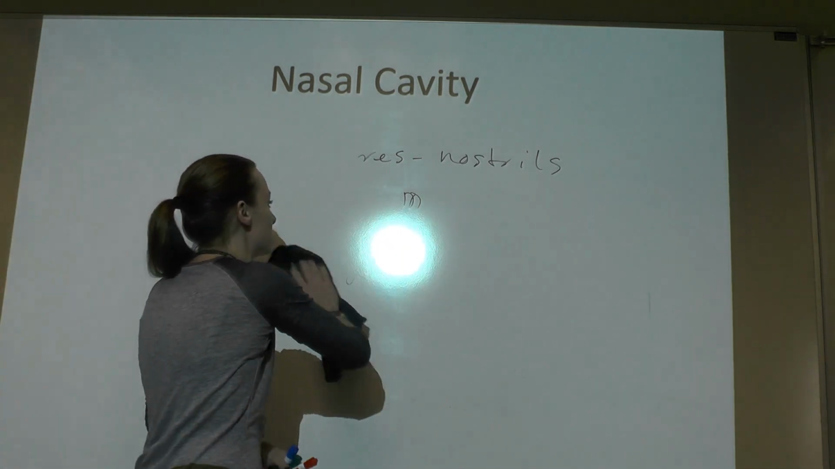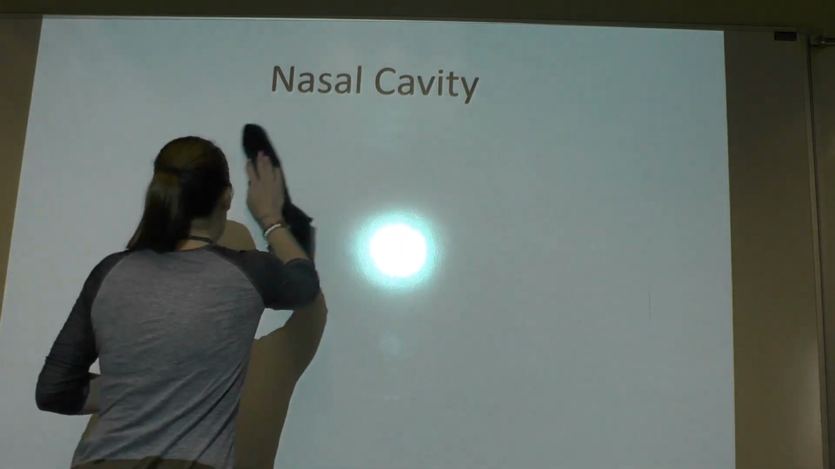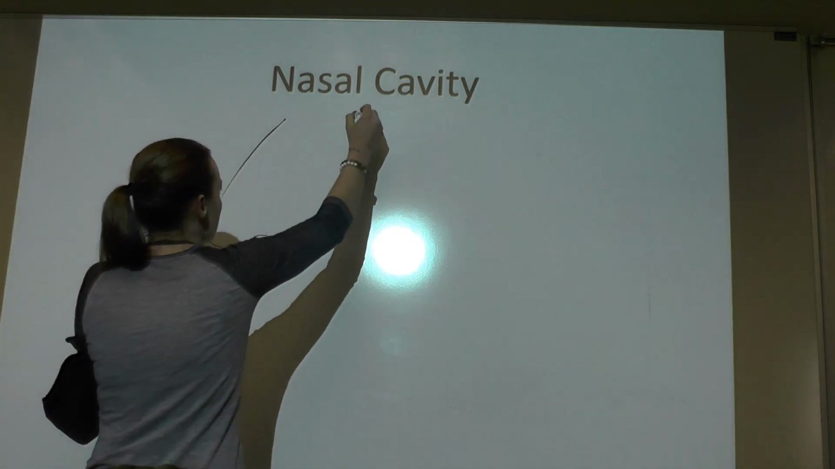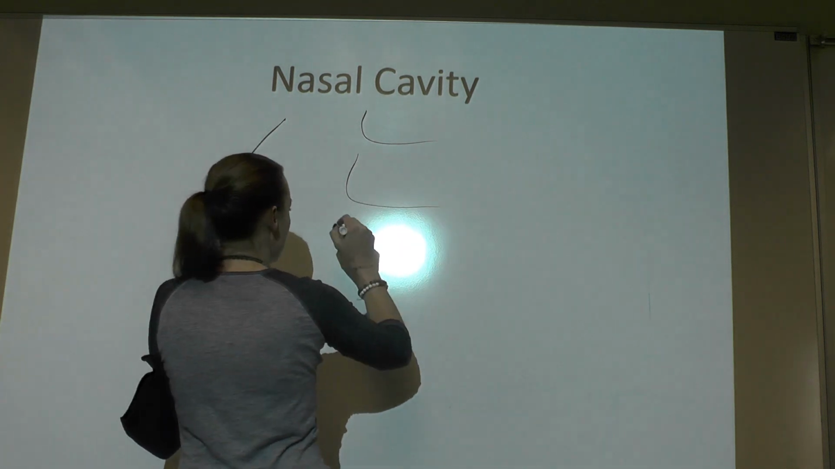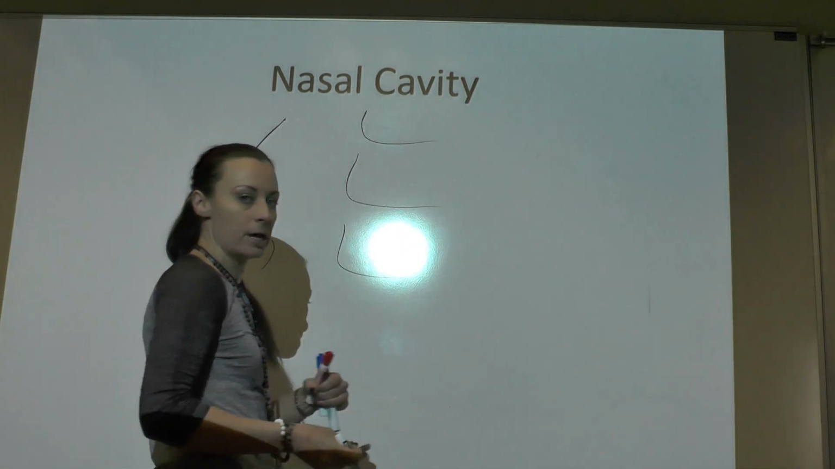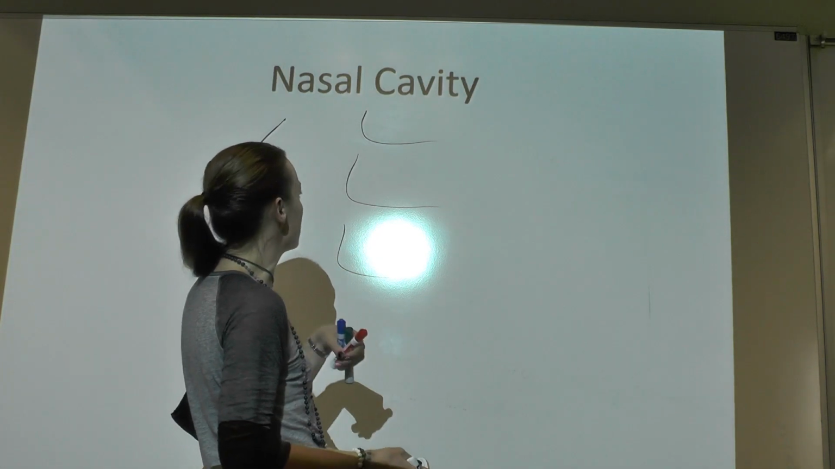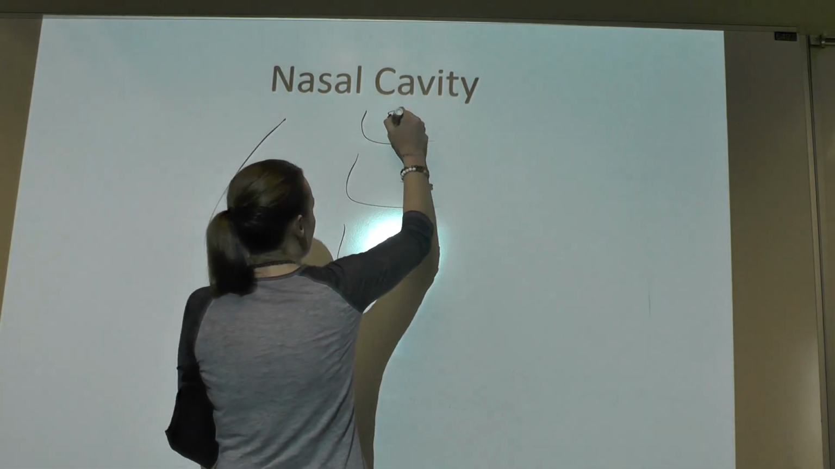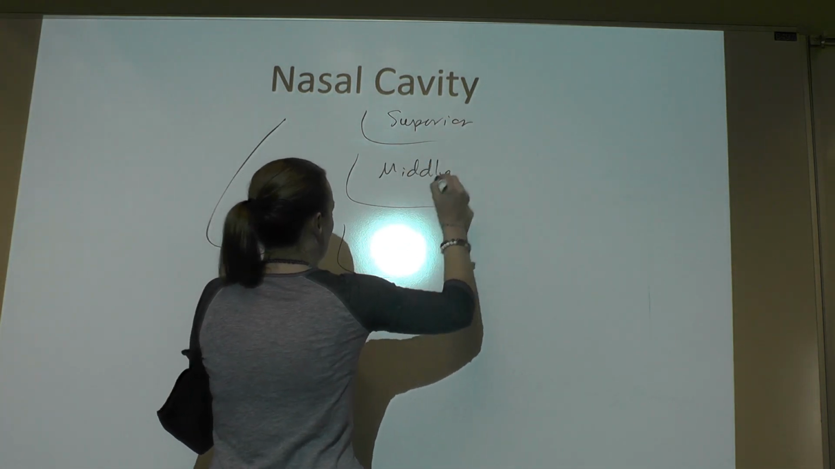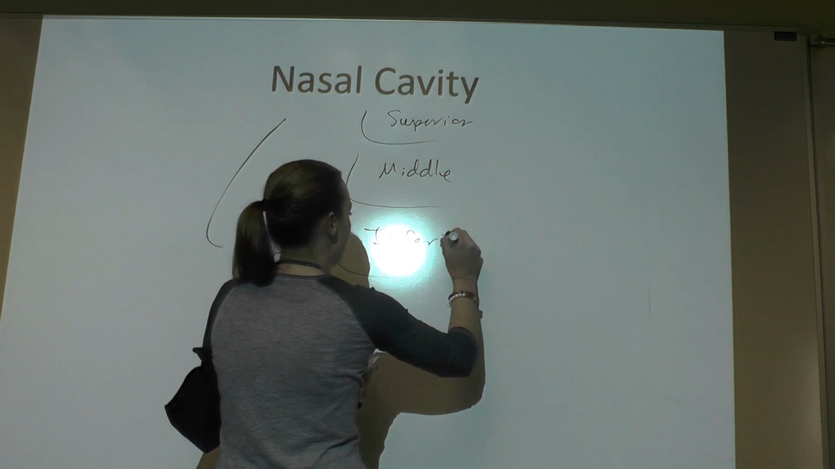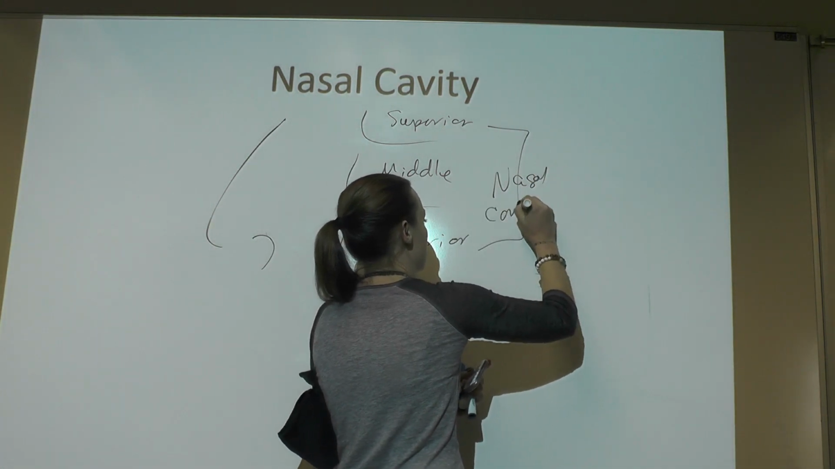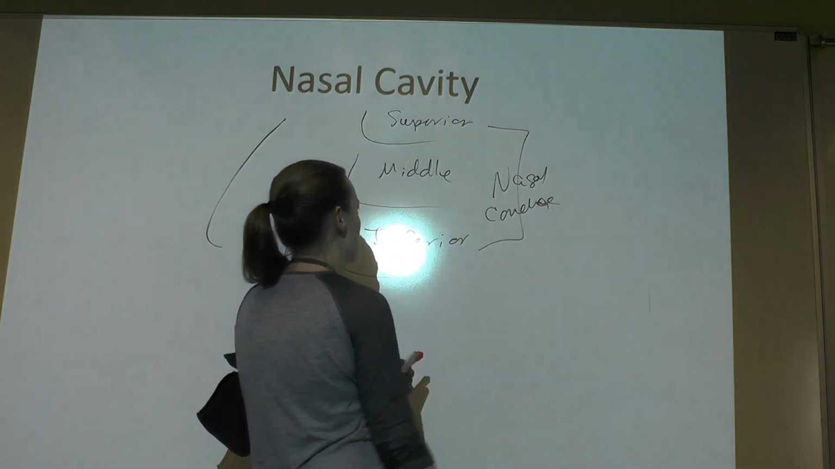So if we look in the nasal cavity, we actually see that it's got our superior, middle, and inferior nasal concha. So they're going to be important, and we'll talk about the functions of those in just a minute. So we've got a superior, a middle, and an inferior nasal concha.